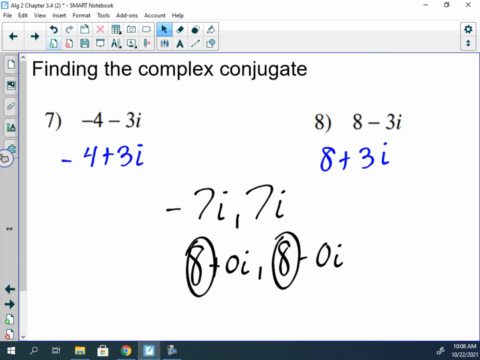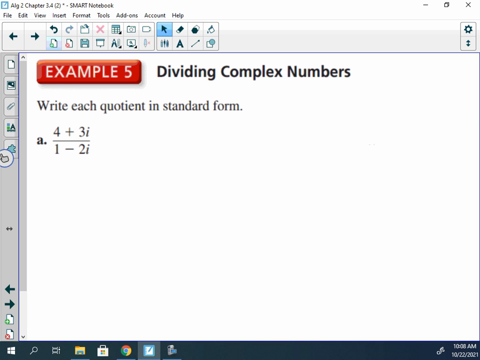We're ready for division. 4 plus 3i divided by 1 minus 2i. Go on, type it in.